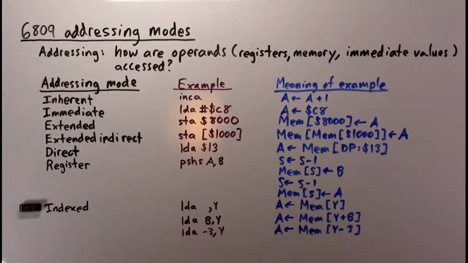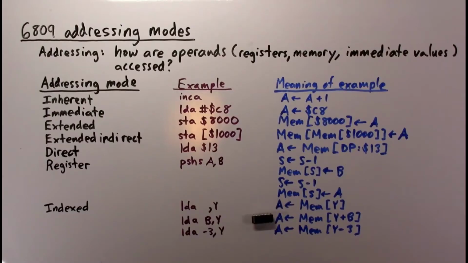The indexed addressing mode allows the address of a memory operand to be specified as an offset from a base address in the X, Y, S, or U registers. In the first example, the Y register is used as the base address, and a single byte is loaded from that address into the A register. In this case, the offset is implicitly 0.